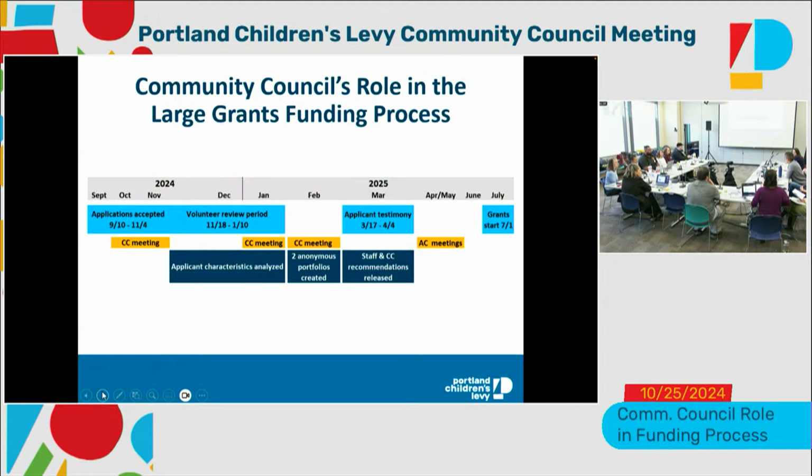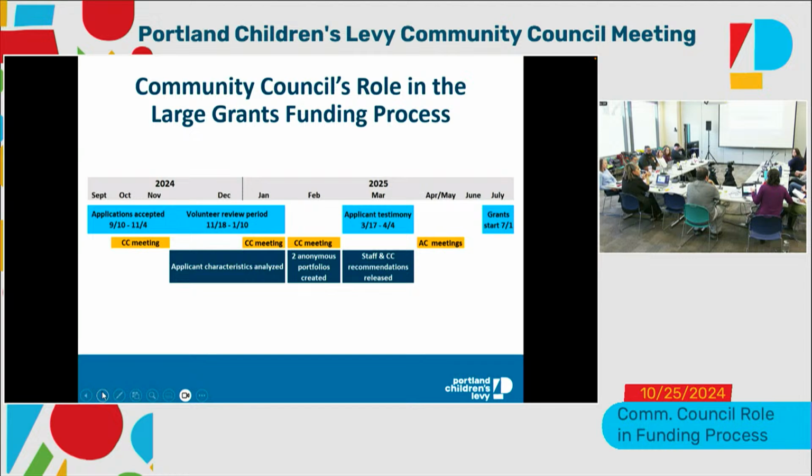Can I ask about the two anonymous portfolios created? You said that one of two will be selected. It sounds like then each portfolio will stick together. I guess I don't fully understand that. Yeah, so I can attempt to explain it a little more. So big picture, we have probably around 100, maybe more than 100 applications coming in November 4th.